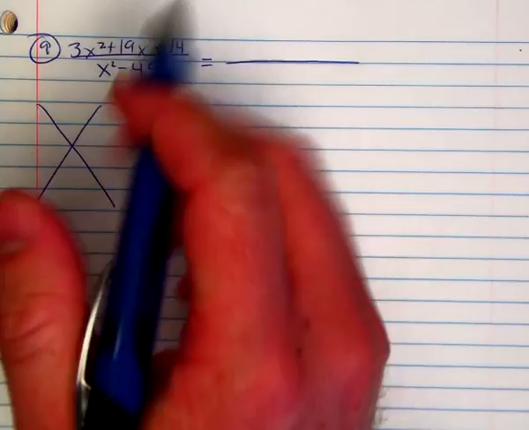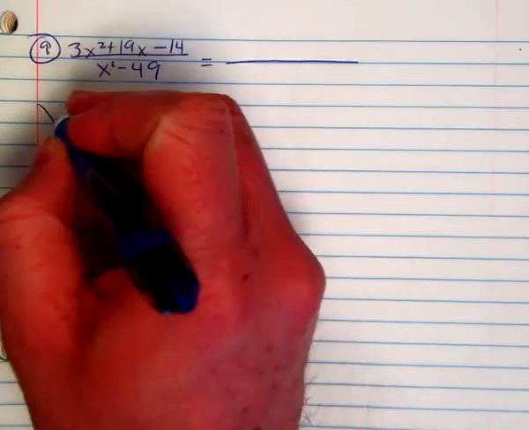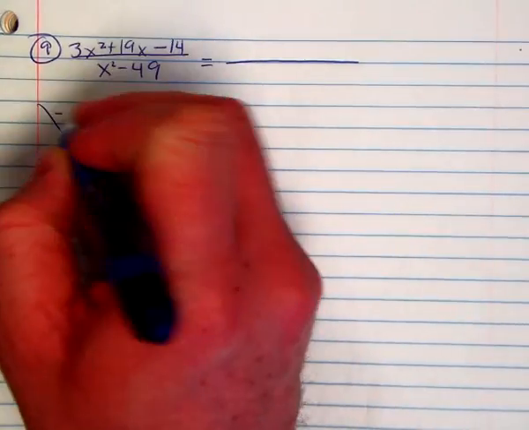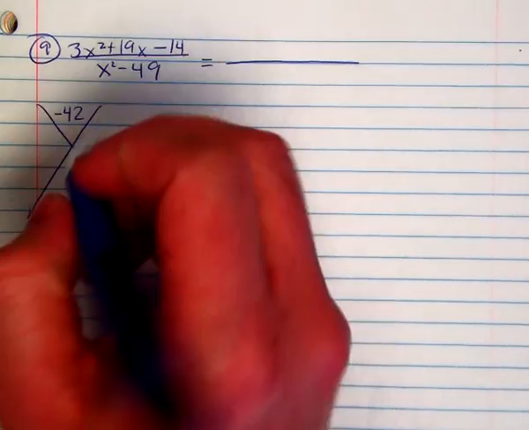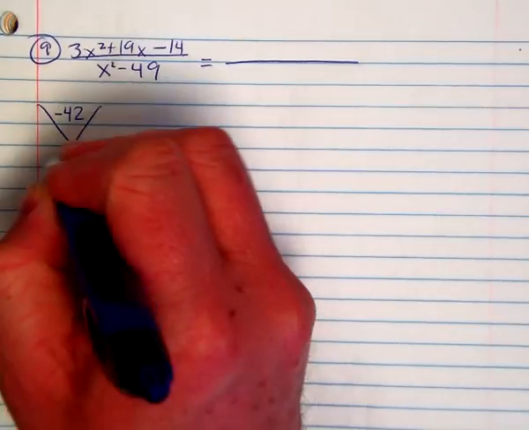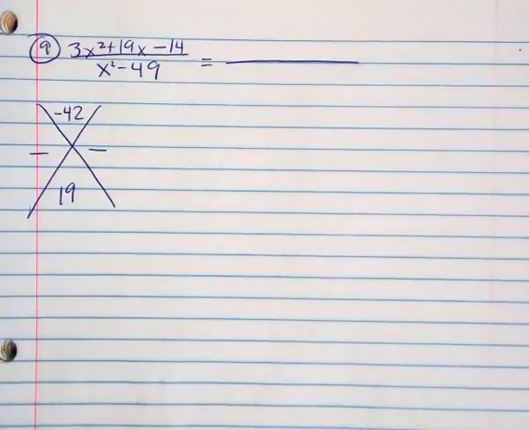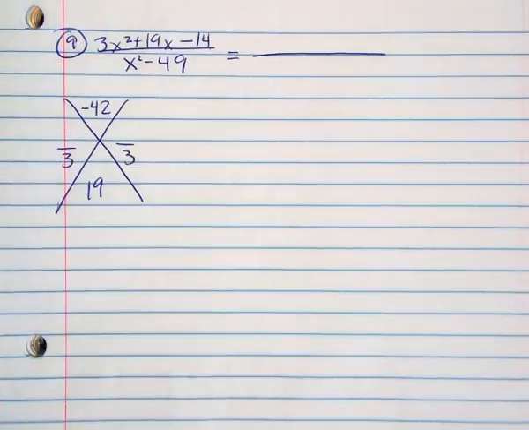You are multiplying to make 3 times negative 14, which is negative 42. You are adding to make 19. Your denominator is a 3 because a is 3. I need two numbers that will multiply to make negative 42, but if you add them up, you get a positive 19. Joe?